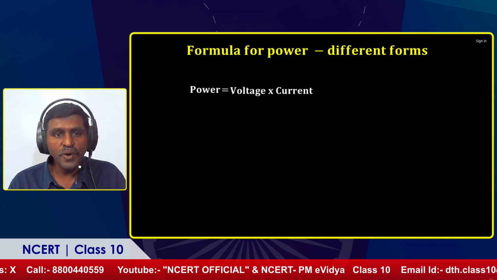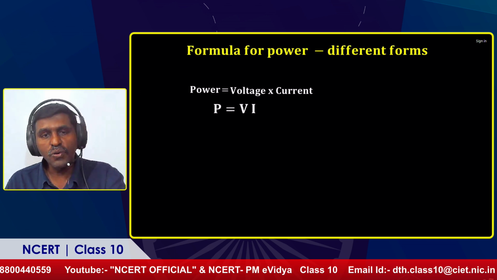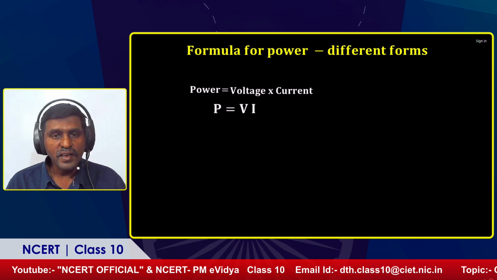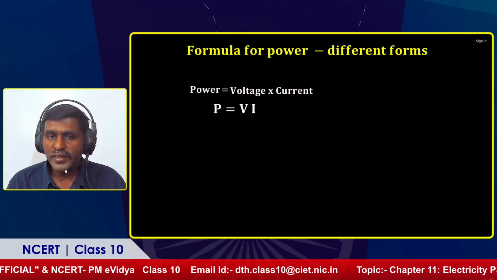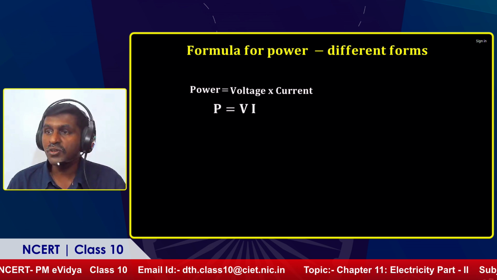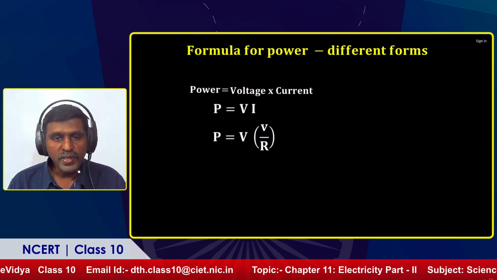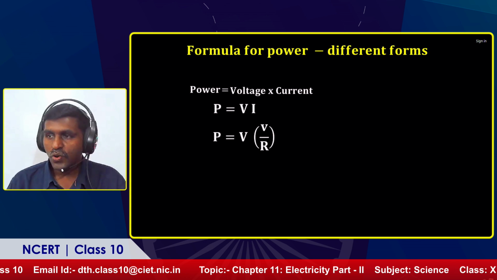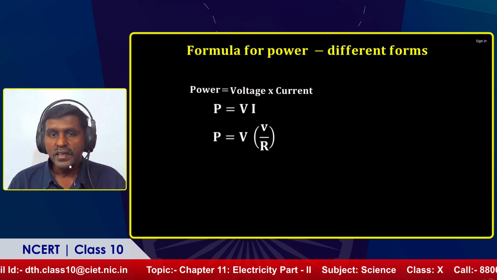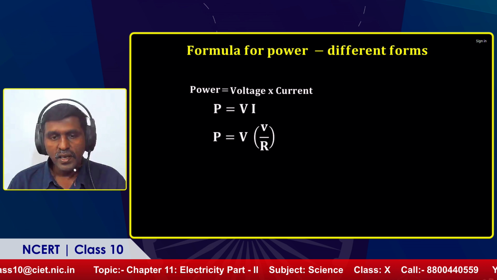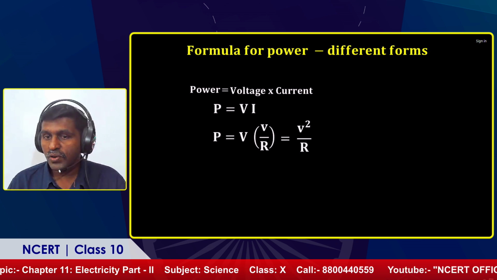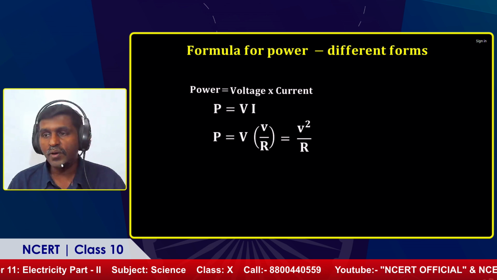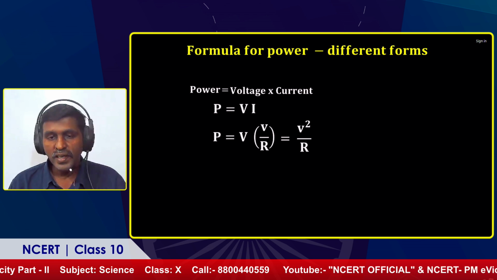Not only this form, P is equal to V into I, we can write it in different forms. If you know voltage and current, we can use this formula. Suppose current is not there. Then by Ohm's law, I can write I is equal to V by R. If I multiply, I will get V square by R. So power is equal to V square by R. This is another form of P is equal to VI.